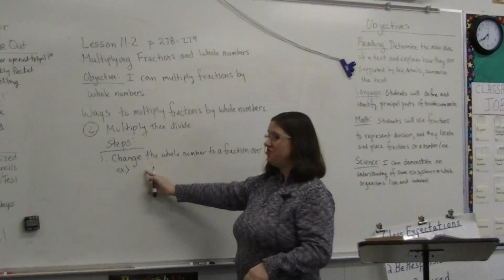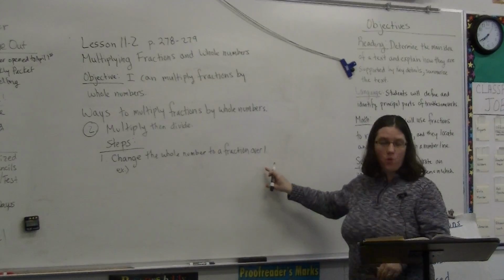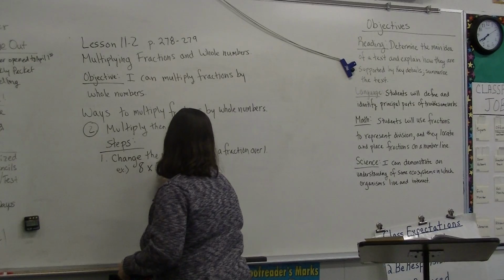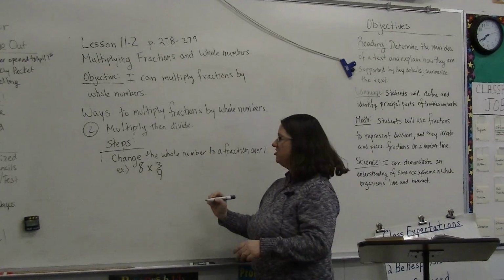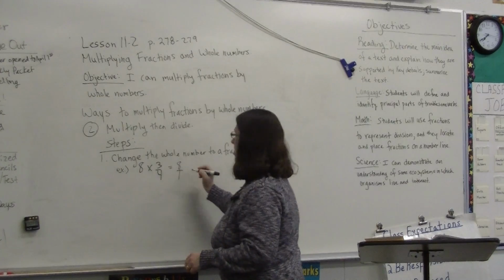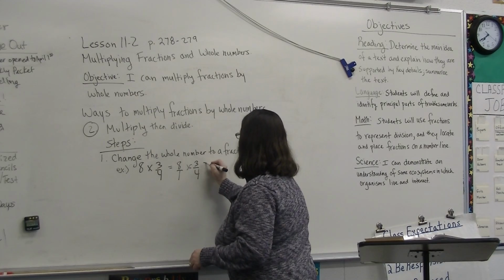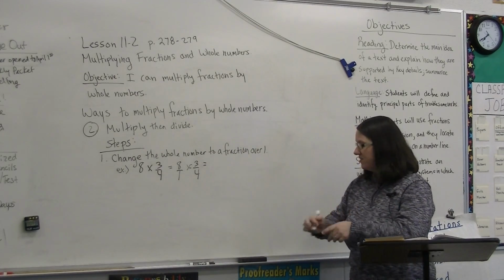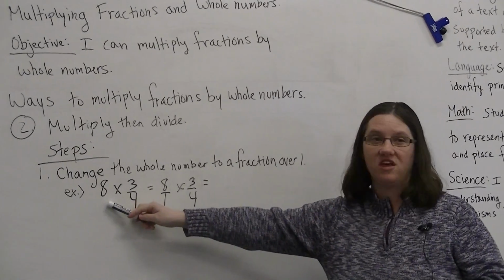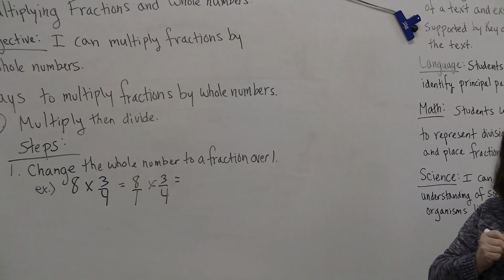Again, and this is not in your textbook, is to change the whole number to a fraction over 1. So our problem is 8 times 3/4. So what our first step will be is we're going to take this whole number and make it over 1. 8 over 1 is the same as saying 8, and then we're going to multiply it by 3/4. So our first step is to take whatever whole number this is, 8, 7, 4, 3, 2, doesn't matter, put it over 1 and multiply it by the fraction that was given.